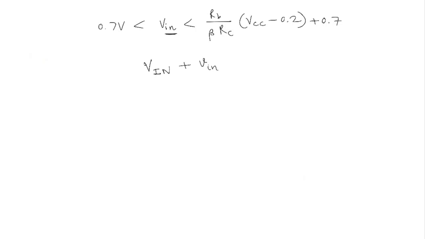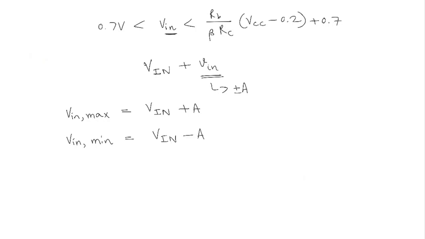Now let's say the AC component of the voltage has an amplitude of A, so it goes plus minus A. The maximum value on the positive side is A, and the maximum value on the negative side is minus A. In that case we can say V in max is equal to V in DC, which is just a constant, plus A, and V in min is V in DC minus A, isn't it?